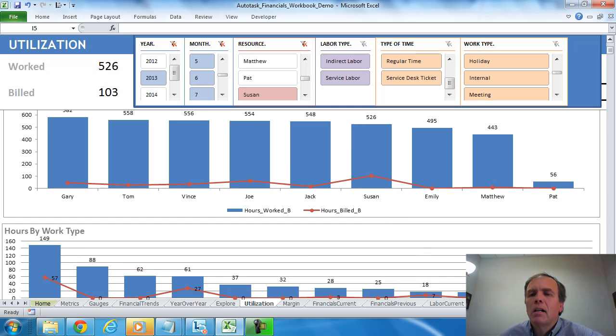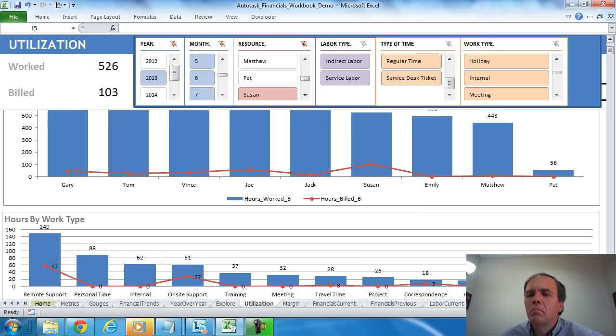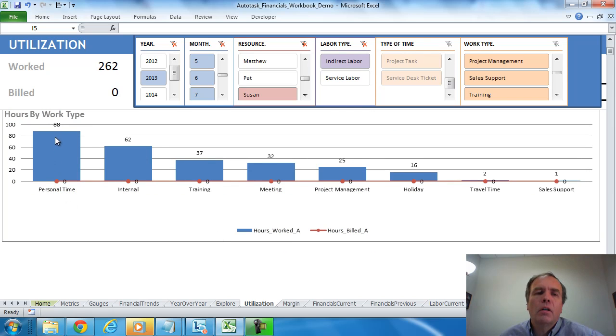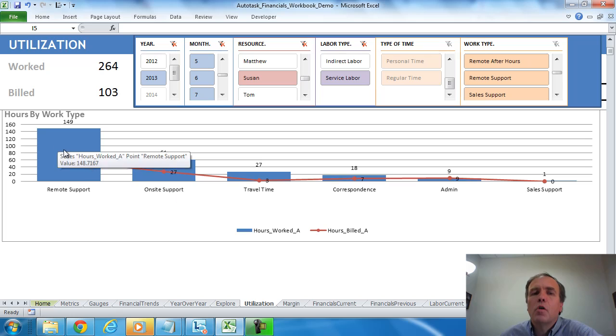Okay, and likewise, I can look at the individual work types, and maybe what I'm interested in is, what about the regular hours? Well, here's personal time. Within that period, 88 hours of personal time, 62 hours that was considered internal time, 37 hours of training time, and really kind of getting into specifics of how people were spending their time in terms of regular time or in terms of service hours, remote support, on-site support, travel time, correspondence, admin. Quickly kind of seeing that.